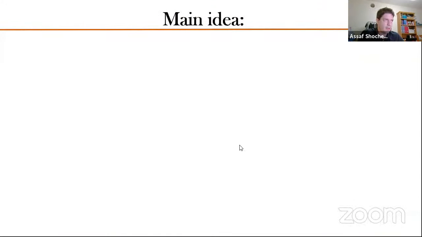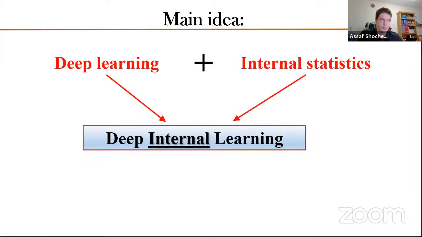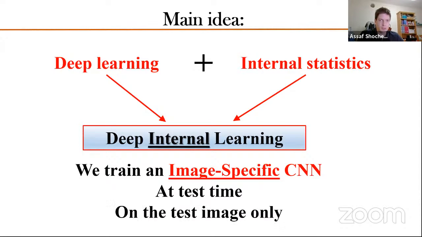So our main idea was to take deep learning and combine it with internal statistics, and this gave birth to what we refer to as deep internal learning. And the main idea is that we're going to train an image-specific convnet, and we're going to do this at test time and on the test image only.